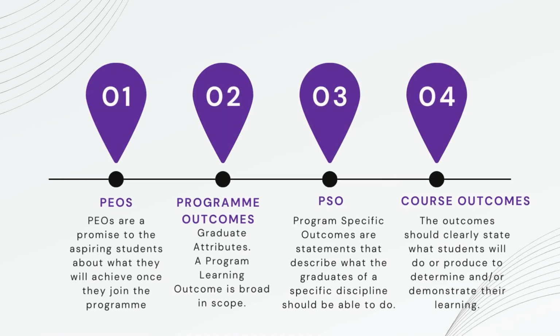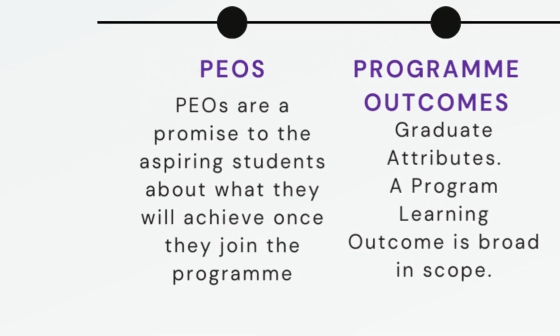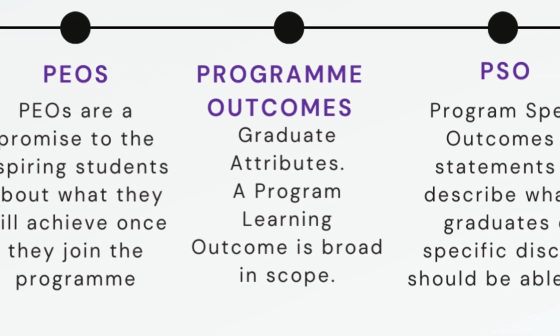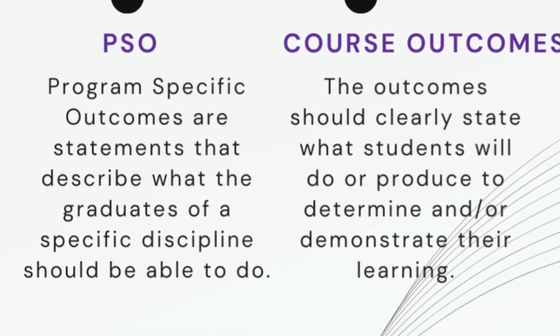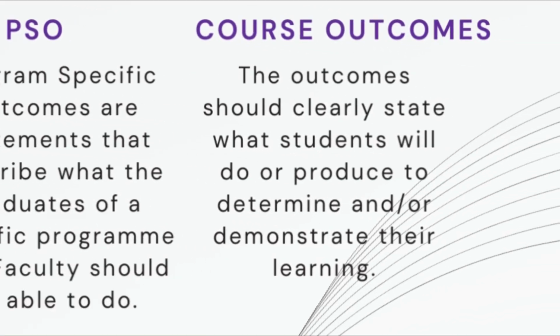Program educational objectives are a promise to the aspiring students about what they will achieve once they join the program. The program outcomes are the graduate attributes in our case. A program learning outcome is broad in scope. Program specific outcomes are statements that describe what the graduates of a specific discipline should be able to do. The course outcomes should clearly state what students will do or produce to determine and to demonstrate their learning.